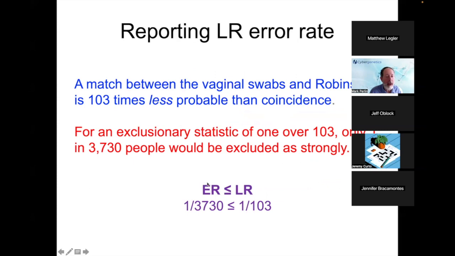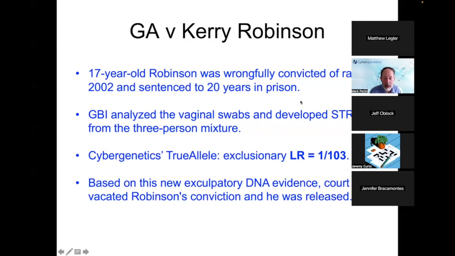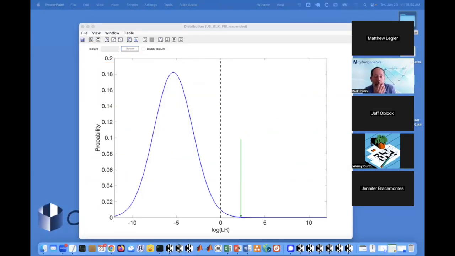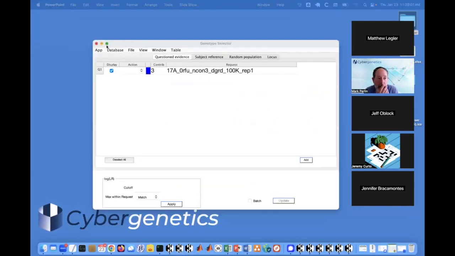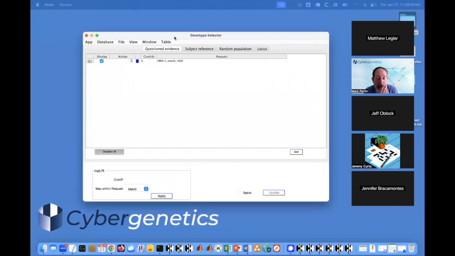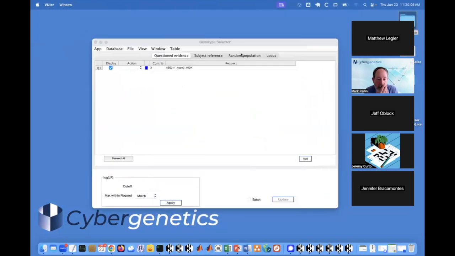I think, yep, back up. Yeah, back up. Sorry. And let's take a look at what TrueAllele is showing us. Okay. So get rid of that one. Okay, bring this one in.